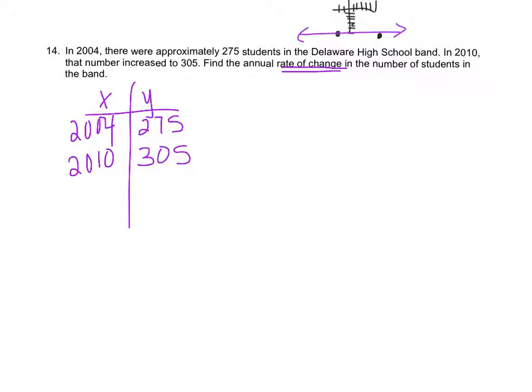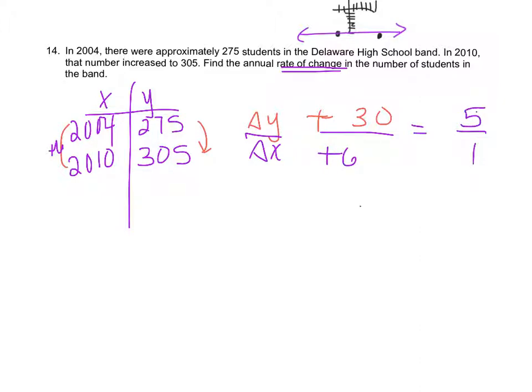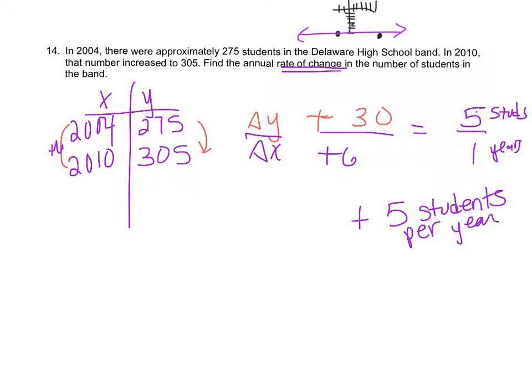What is the rate of change? Well, rate of change is slope. Change of y, you went up by 30. Change of x, you went up by 6. 30 over 6 is really the same as 5 over 1, which means that you're increasing 5 students. Remember, this is the y, so this is students. And this is the years, the number of students per year.